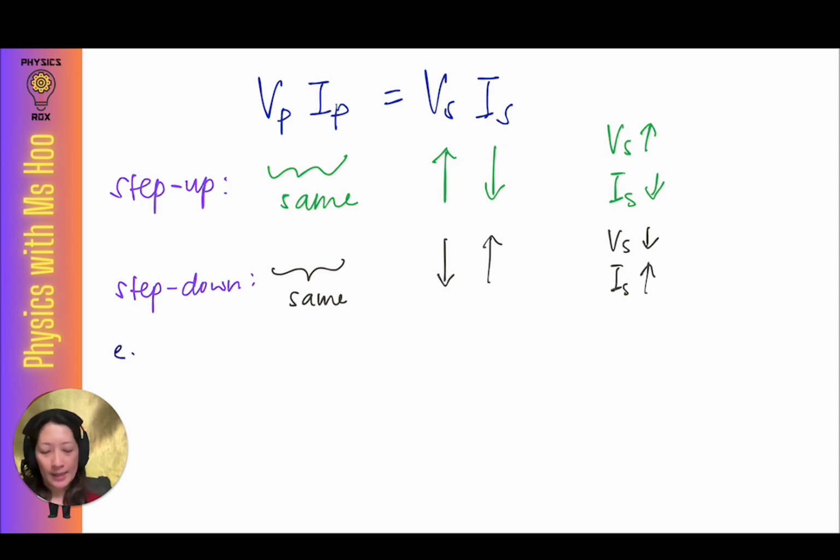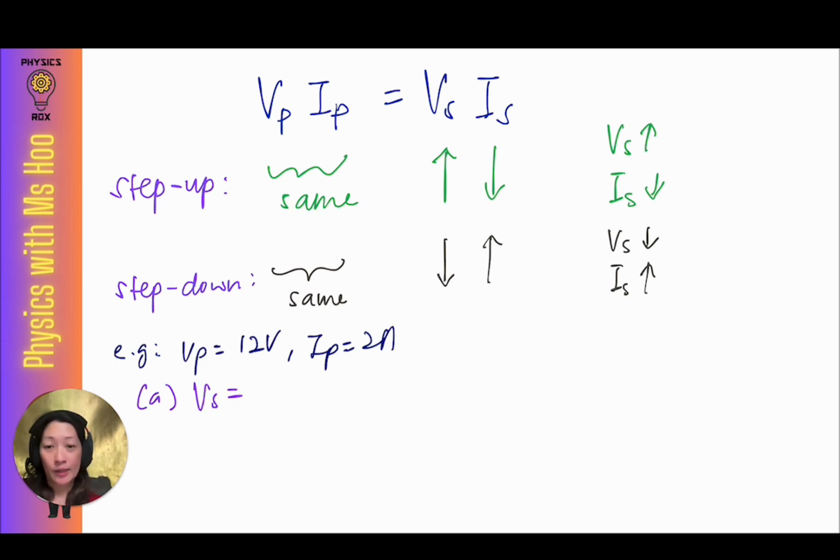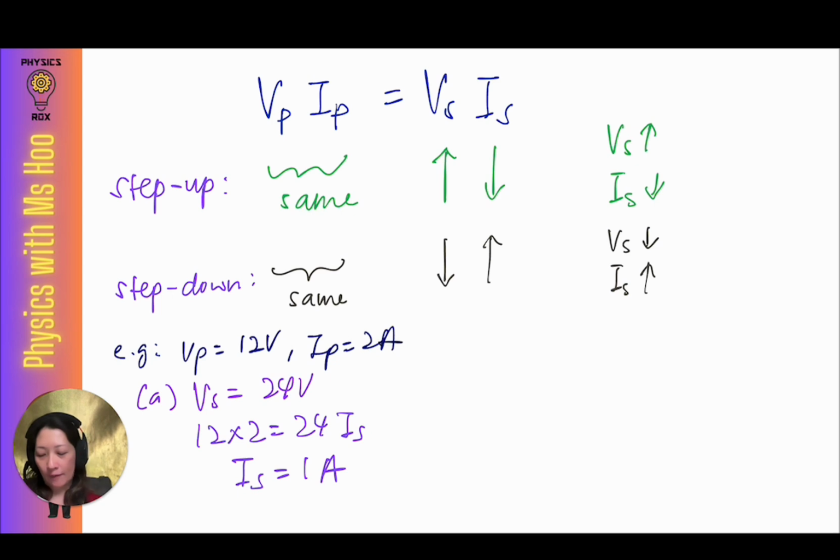So for example, let's say Vp was 12 volts and Ip was 2 ampere. So if we have a situation where the secondary voltage is increased to 24 volts, the calculation here would be like this: 12 times 2 equals 24 times Is. So when you work this out, you would get Is as 1 ampere. So you can see that from 2 ampere, the current has decreased to become 1 ampere. So an increase in Vs has caused a decrease in Is. So an increase in the secondary voltage has caused a decrease in the secondary current.